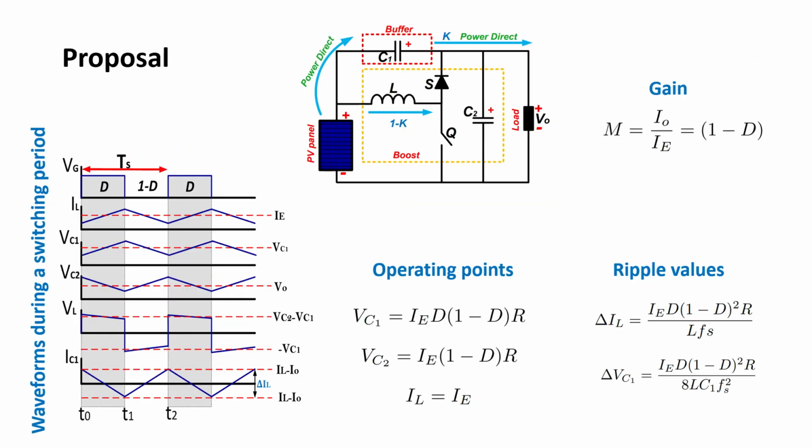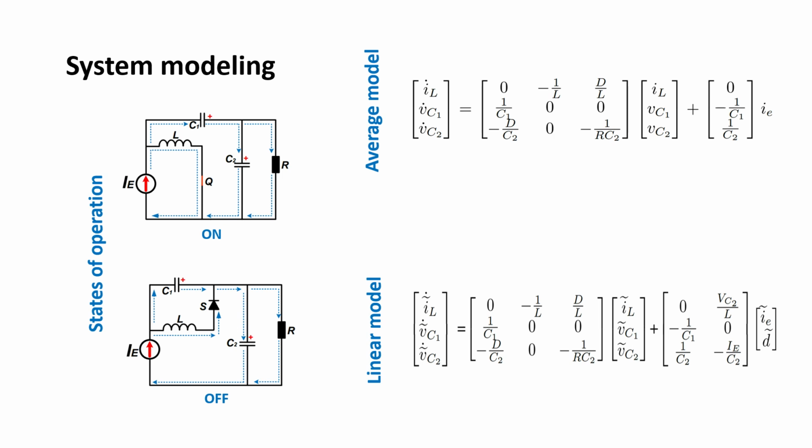This work presents the converter waveforms, steady-state operating points, gain-duty cycle relation, and the expressions for current and voltage ripple. The two operating states of the converter, corresponding to the on and off intervals of the switch, are presented, and the dynamic equations describing currents and voltages are derived.